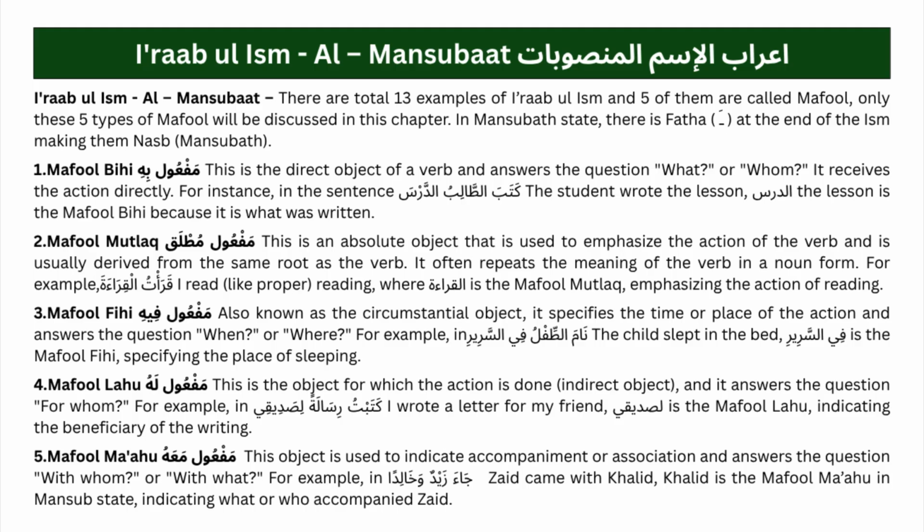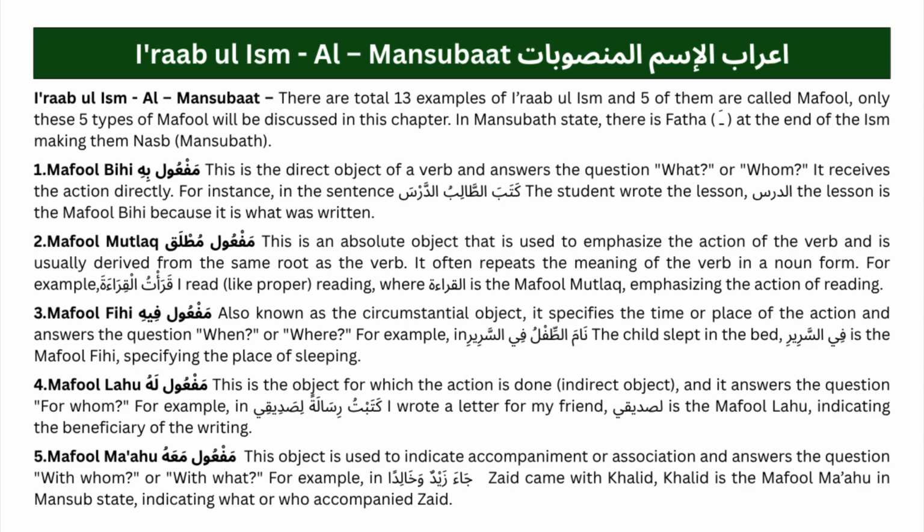The first type is maf'ul bihi, pronounced maf'ulun bihi. This is the direct object of the verb. It answers the question, what or whom? It is the thing that directly receives the action. The page gives the example kataba at-talibud darsa. The student wrote the lesson. In this sentence, ad-darsa is the maf'ul bihi because it is the thing that was written. So this is the simplest type for students to understand. The direct object is the thing directly affected by the verb.